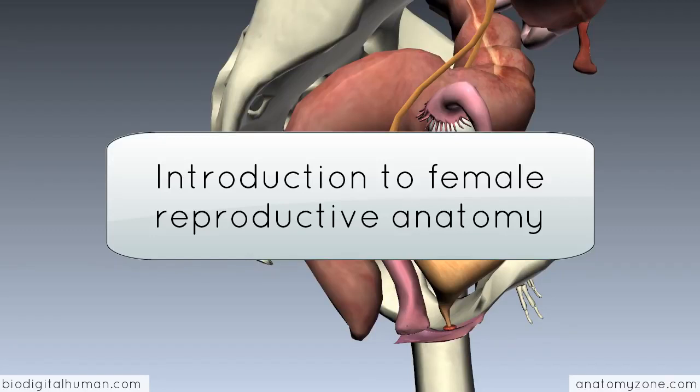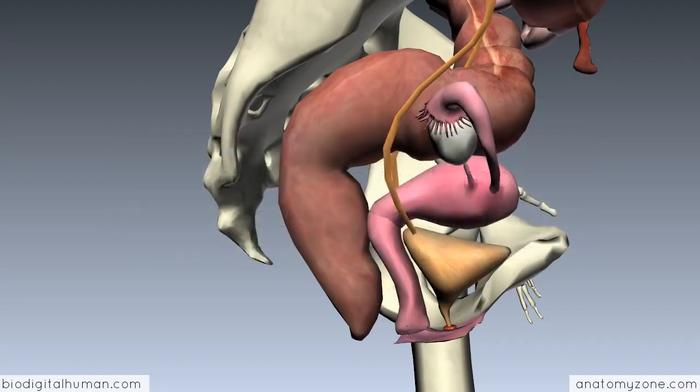Okay, so this is an introduction to female reproductive anatomy. The idea of this tutorial is not to go into huge amounts of detail, but to introduce you to some of the basic elements of the female reproductive tract. So what we're looking at here is a lateral view of the pelvic viscera.